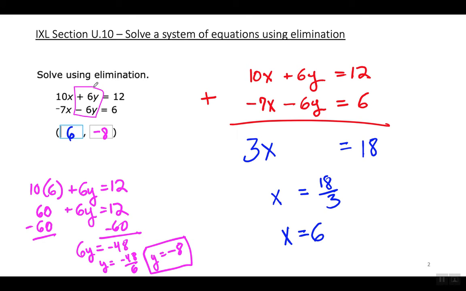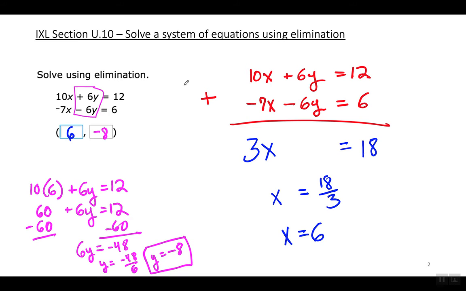queremos tener esta situación. Okay, los primeros problemas nos dan ya la ecuación en esta forma, pero lo que vienen después lo tenemos que poner en esta forma, que les voy a enseñar cómo. Pero queremos tener términos opuestos para y o x, uno o el otro. Lo necesitamos para poder hacer eliminación. Okay, así que aquí tengo términos opuestos, positivo 6y y negativo 6y.